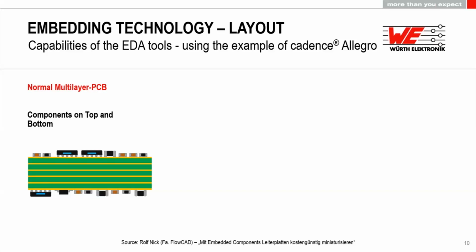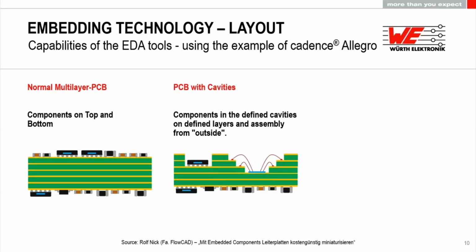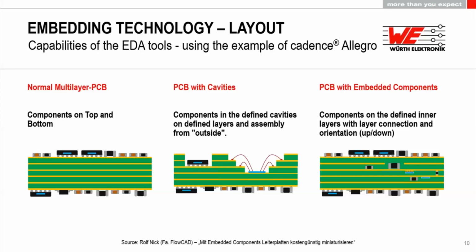Well, first of all, you see here a standard multi-layer PCB where we have the components on top and on bottom. The mentioned tools offer the capability to move components to the inner layer. This is either, as you see here, that you create cavities and place the components from the outside onto these inner layers, so that you can move the footprint onto the inner layer, or in the second stage you really can define that the components sit on the inner layer. Not only do they sit on the inner layers and are assembled from the outside, but you decide the orientation, if they sit above or below a specific layer, or if they sit above or below a specific core.